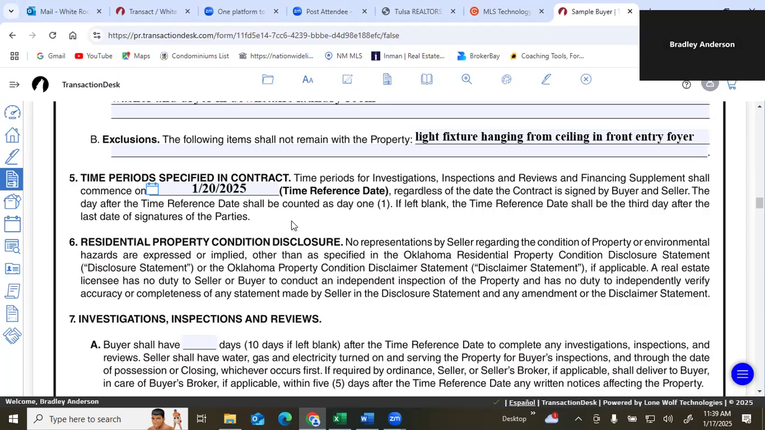All right. Residential property condition disclosure. This just says that aside from the seller's disclosure or the disclosure statement or disclaimer, I don't know anything above and beyond that. Okay.